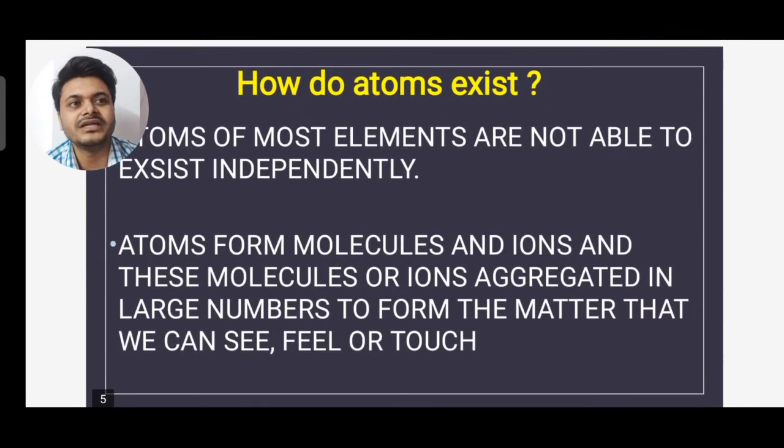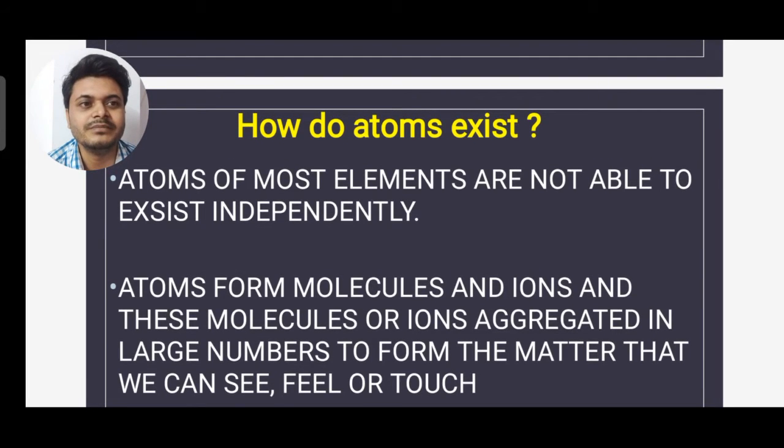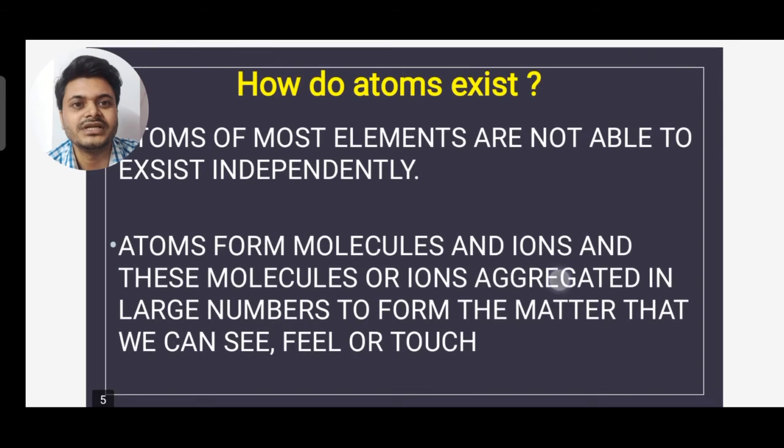Now how do atoms exist? Atoms of most elements are not able to exist independently. Atoms form molecules and ions, and these molecules or ions aggregate in large numbers to form the matter that we can see, feel or touch.